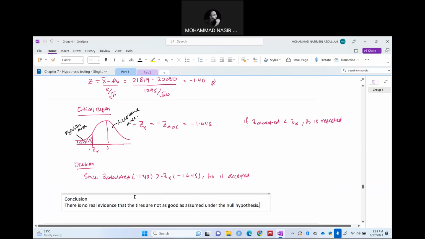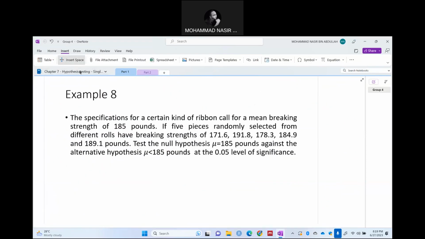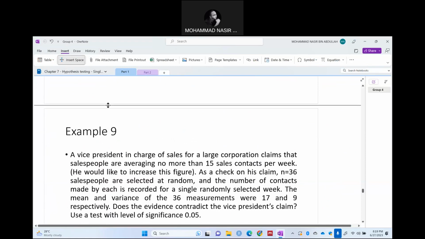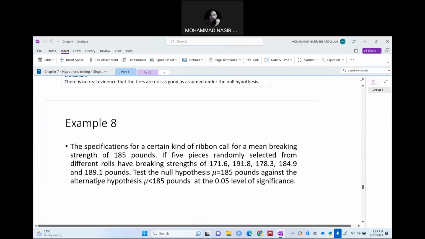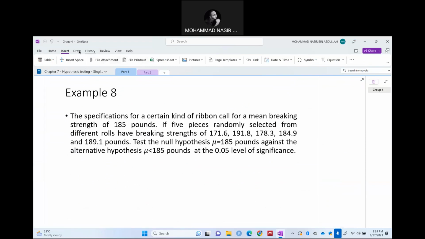Yeah, right? Good. Okay? Right, let's look at example number 8. So the steps are the same, right? But the difference is the statistical test, right?